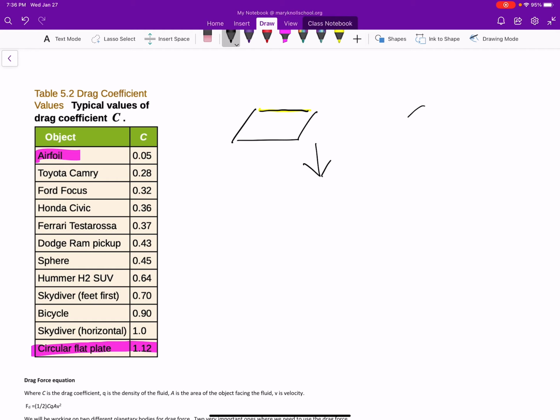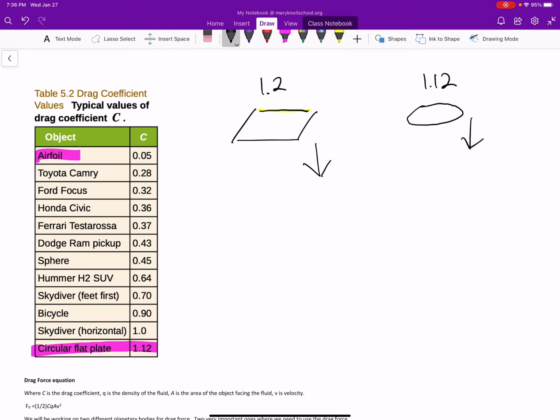So a flat plate would look something like that falling down. So those are going to be similar, just a flat plate and a square. It just turns out that this one has a C value of 1.2 and this has a C value of 1.12. So those are similar.